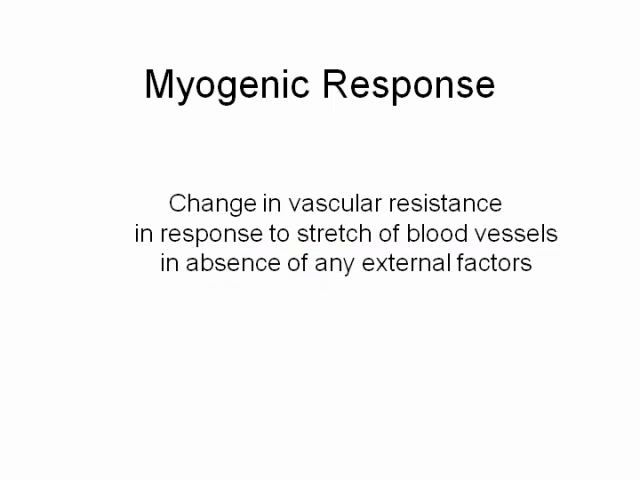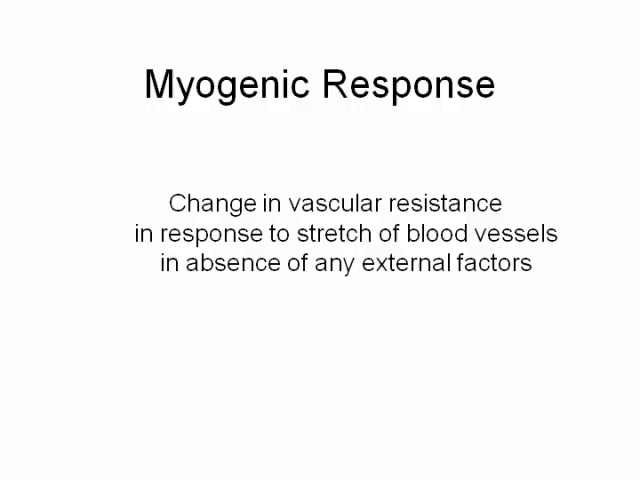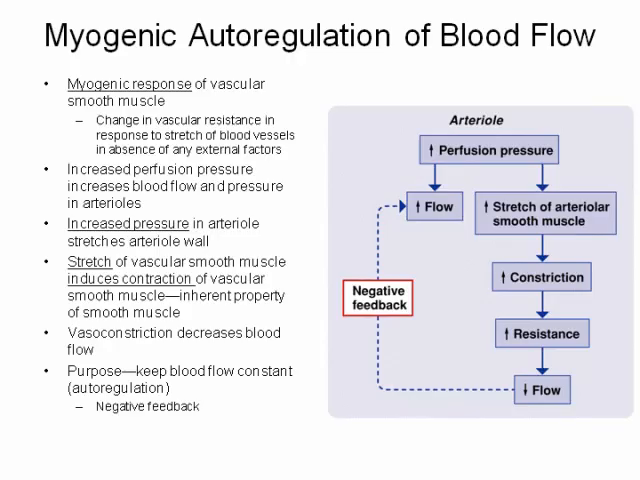So if you have a blood vessel that gets stretched open larger because of greater pressure, the smooth muscle will try to contract due to that stretch. What happens is the stretching opens pressure-sensitive, stretch-sensitive ion channels that allow more calcium in and cause the smooth muscle to contract more forcefully. And this myogenic response is involved in autoregulation of blood flow.